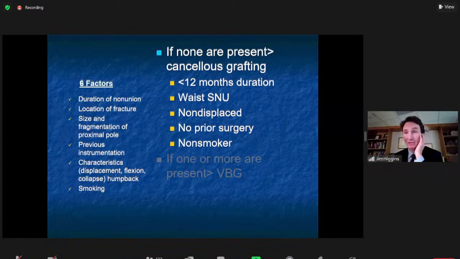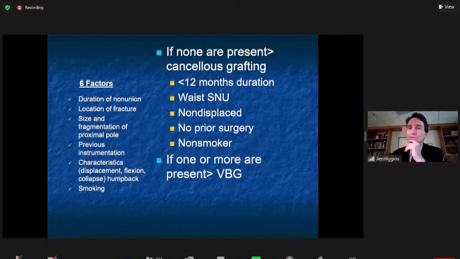Now, some would say that's a layup. And I think no scaphoid non-unions are layups, but this is probably the best one that's out there. If, on the other hand, you have any one of these risk factors, in my hands, that equals a vascularized bone graft. Now, you may say for you, it's going to be 2, or maybe it's 3, or maybe there's some that are specifically worse than others. And you may ask me, what do I consider the worst?